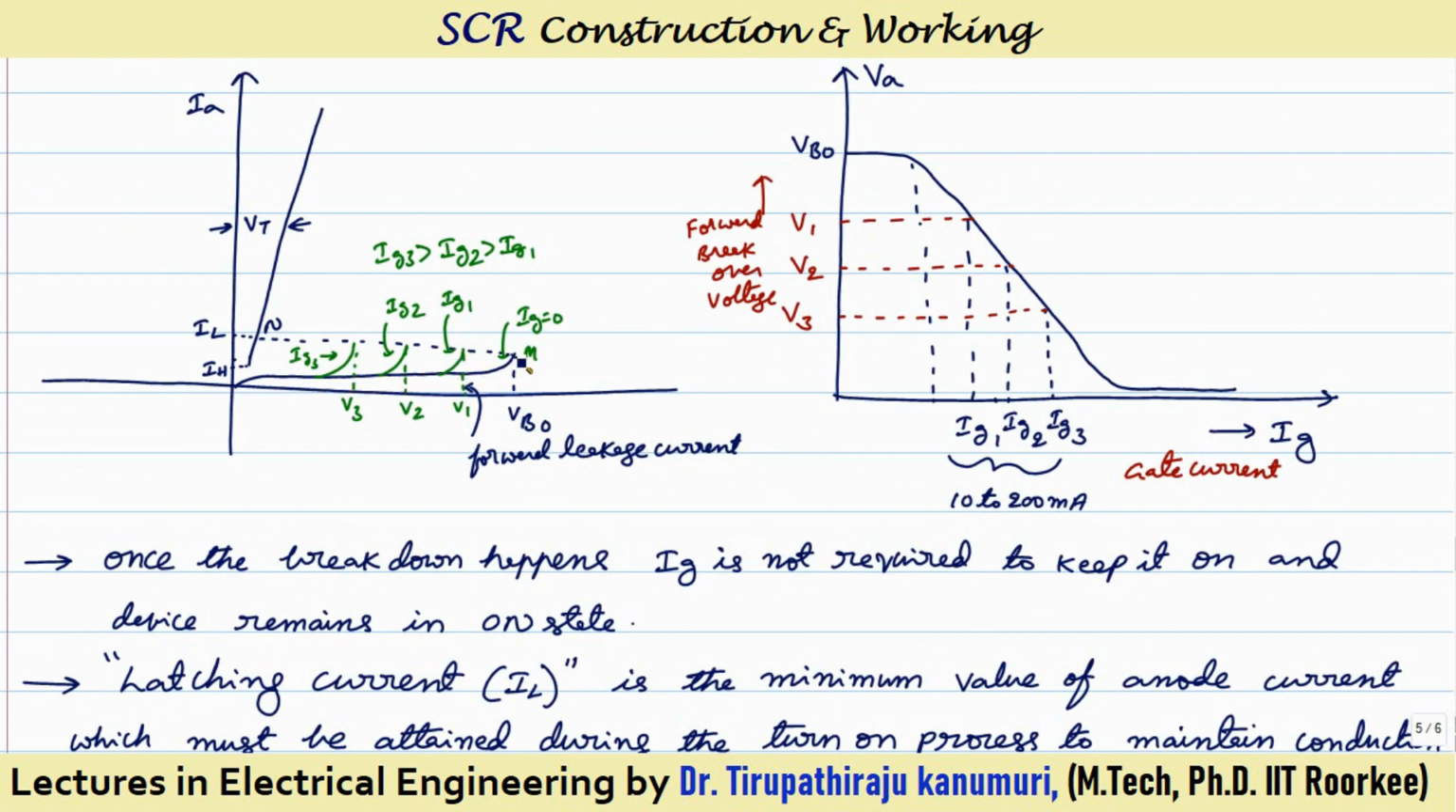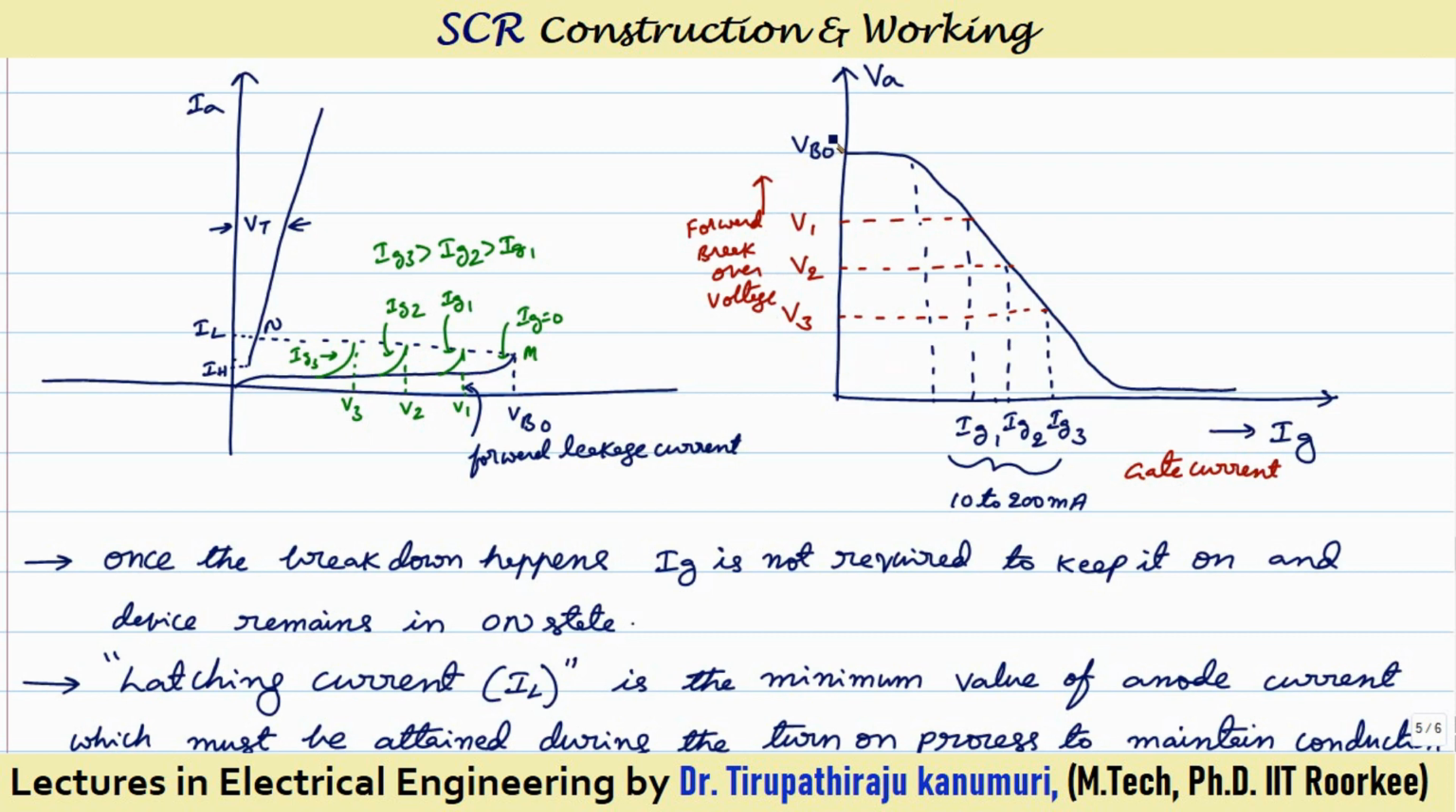When Ig is equal to 0, breakdown happens at VBO. As the value of Ig increases, the barrier width decreases, so the breakdown happens at a lesser voltage only. As the voltage during breakdown is less, automatically the acceleration of the carriers is less, so the chances of damaging the SCR are less. That is the advantage.